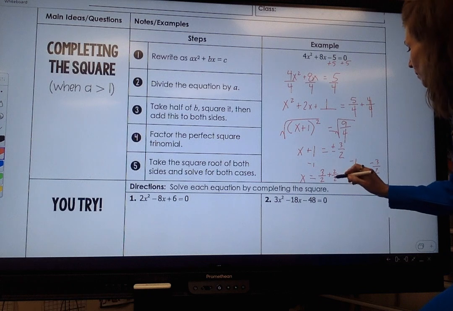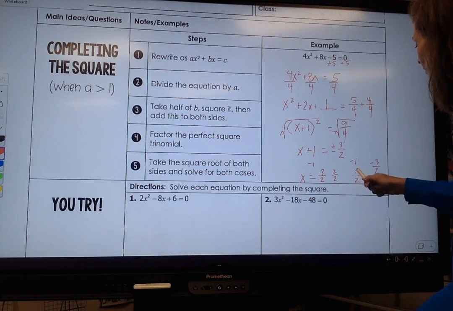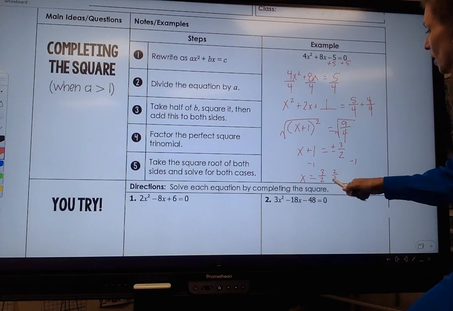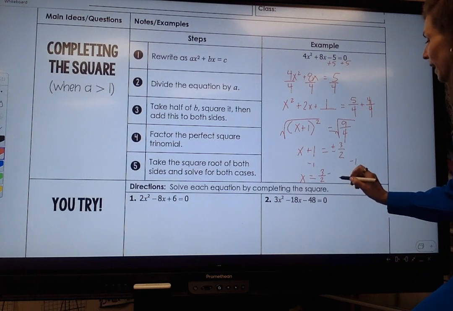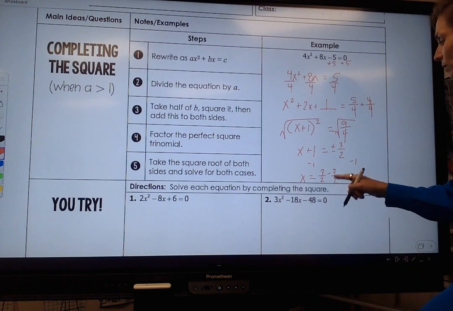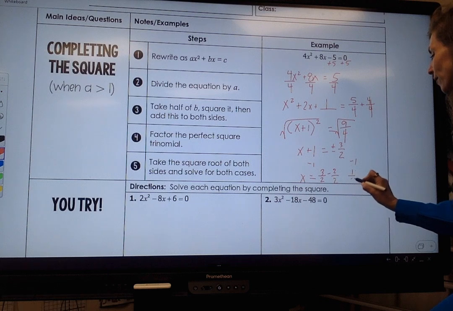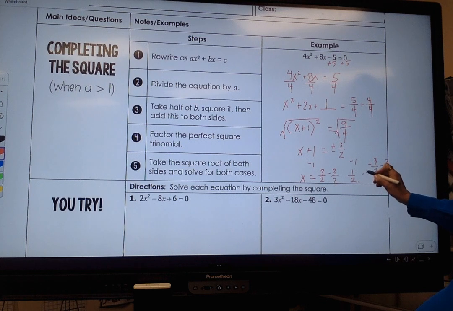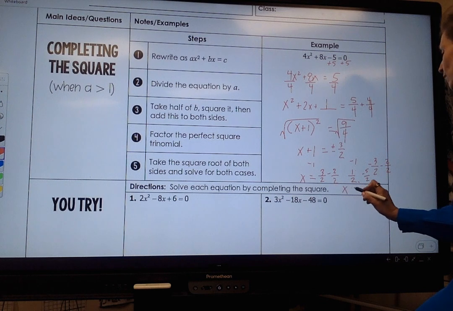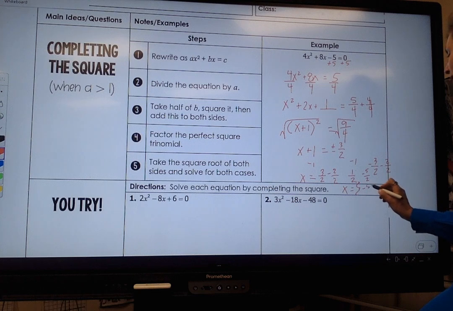Oh, wait, this is minus 1. I'm sorry, guys. I don't mean to confuse you. I'm subtracting 1 on both sides. So 3 over 2 minus 2 over 2, and I get 1/2. And then I take negative 3 over 2 minus 2 over 2, and I get negative 5/2. So my answer here in bracket form is negative 5/2 and positive 1/2.